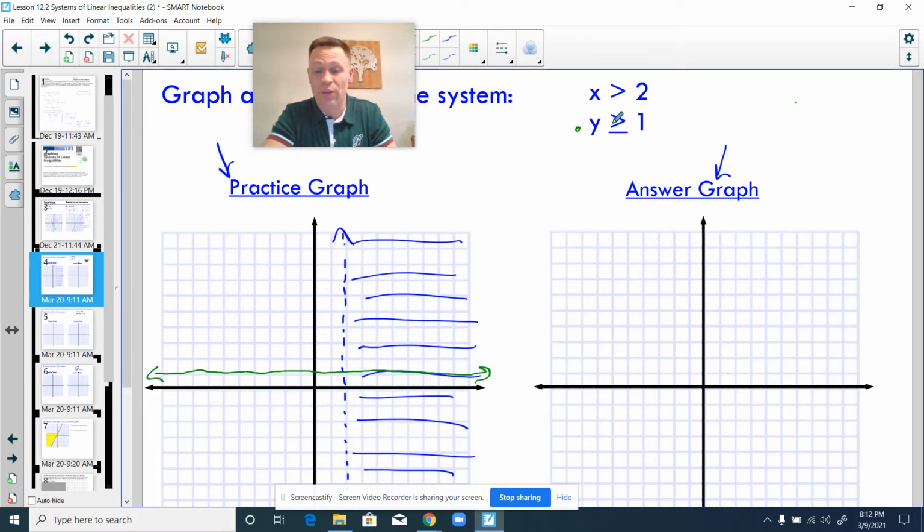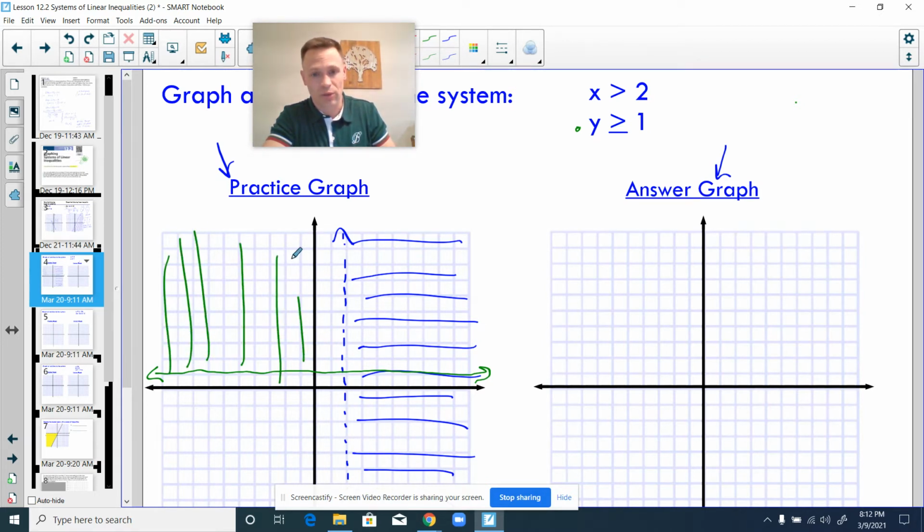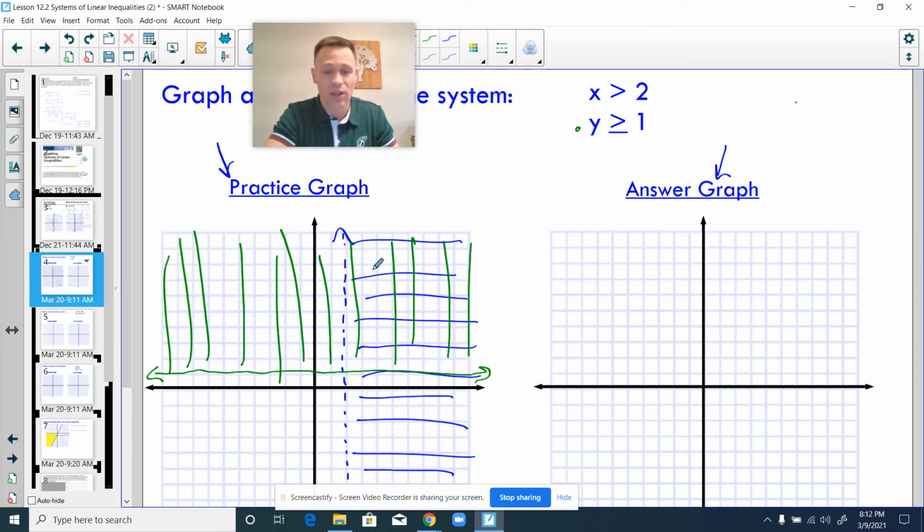And again, it's greater than or equal to, so now I'm shading above that line. Now, what you're seeing is that in a system of inequalities, we end up with a double shaded region. Or if there's 3 of them, then it's a triple shaded region, or whatever the case may be. That is your solution. All of the solutions for this inequality will be right here.